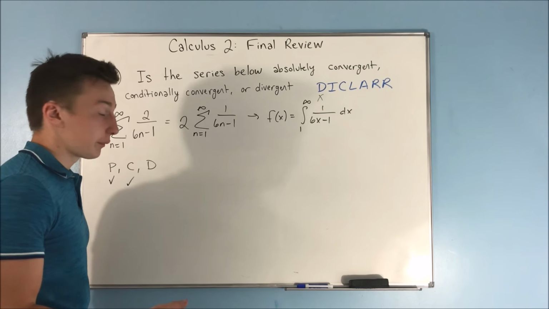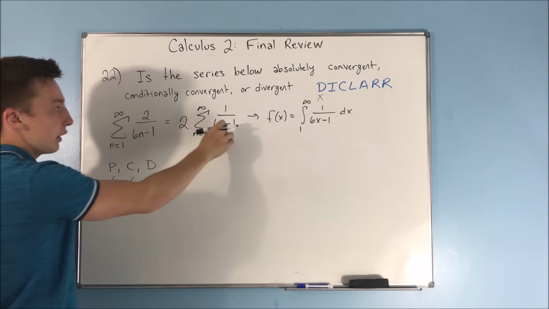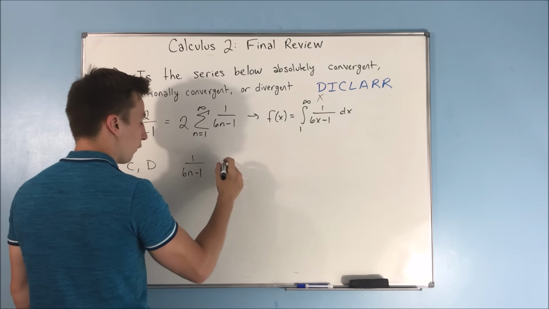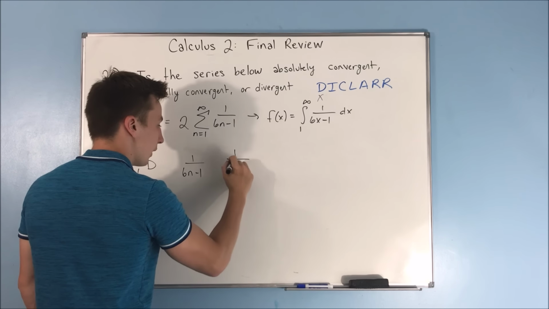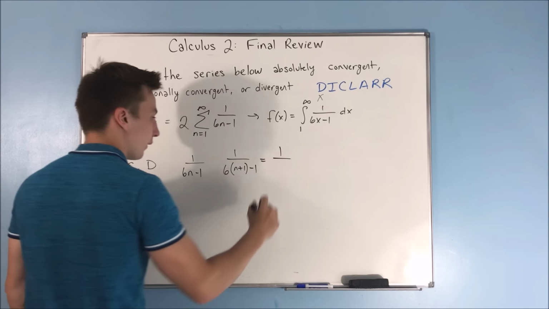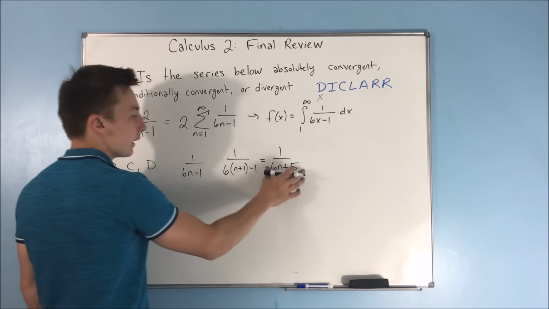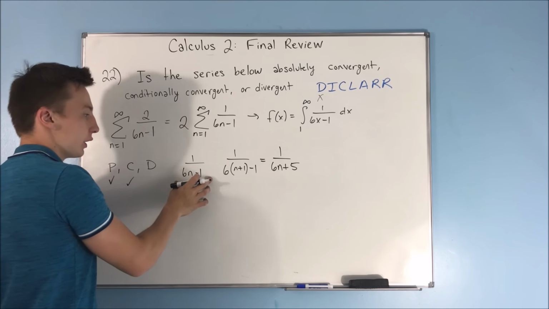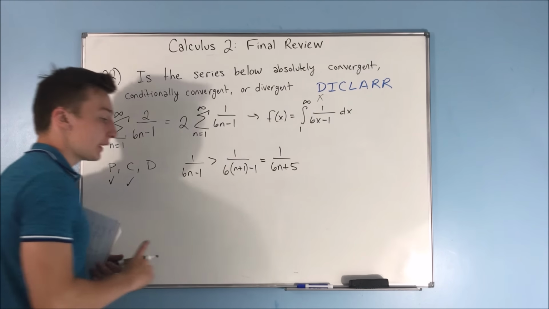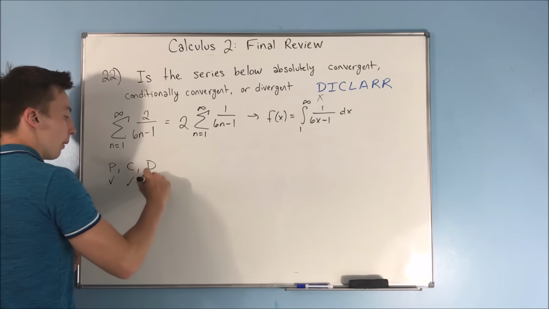Now, is it decreasing? It's actually going to be easier to see if the a sub n here is going to be decreasing. You can look at the next term in the series by plugging in n plus 1 for n. When you do that, you get 1 over 6 times n plus 1 minus 1, which is 1 over 6n plus 6 minus 1, which is 6n plus 5. You can see that this denominator is much bigger than this one, so this fraction will be less than the original one, which means that it is indeed decreasing. So now that you've passed your conditions, you can actually go about integrating this.